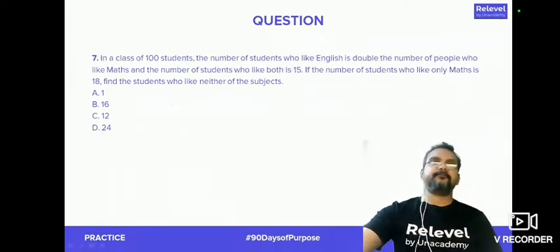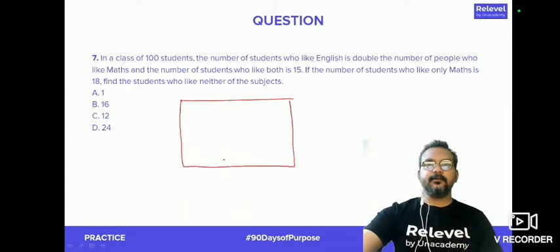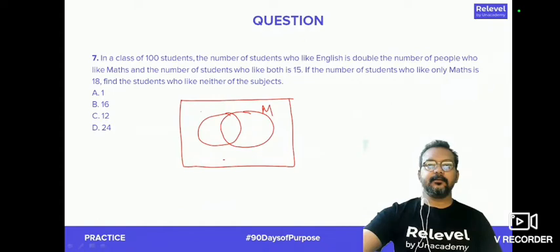Number 7. In a class of 100 students, there are some students who like English, who are double those who like maths. So let's draw a Venn diagram. So we have English and math. And English is twice of math. So if it is x, then this is 2x.